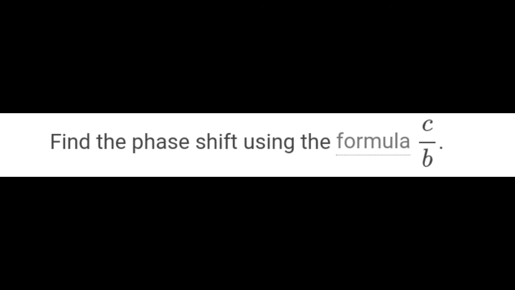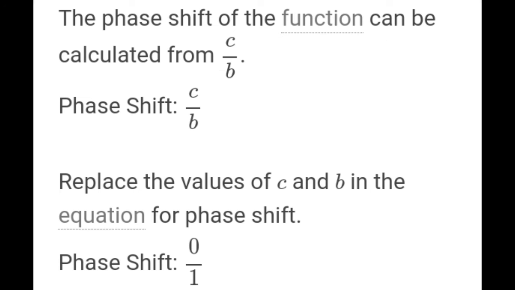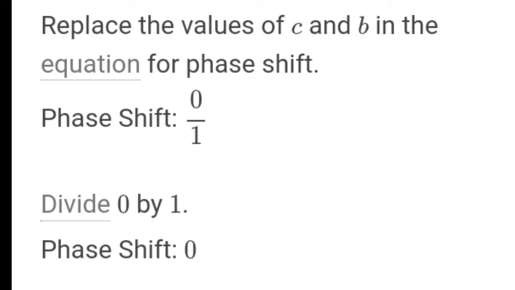Next is to find the phase shift using the formula c over b. The phase shift of the function can be calculated from c over b. Replace the values of c and b in the equation for phase shift. Phase shift is 0 over 1. Divide 0 by 1, the phase shift is 0. And the vertical shift is none.